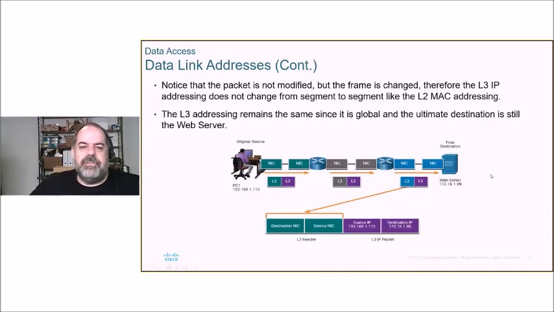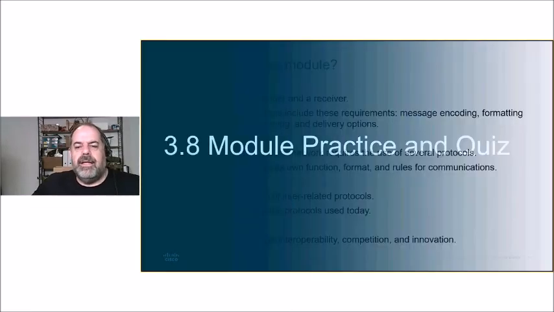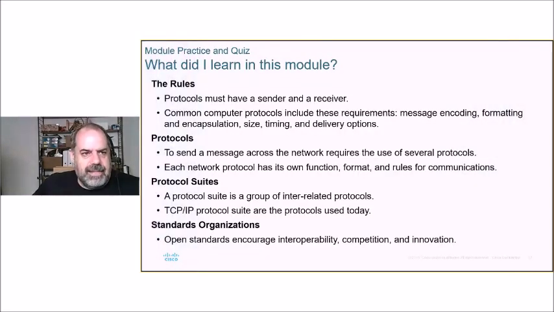Notice that the packet is not modified, but the frame is changed. Therefore, the layer 3 IP addressing does not change from segment to segment like the layer 2 addressing does. So the layer 3 addressing remains the same since it is global and the ultimate destination is still the web server. Okay, so we've come to the end.